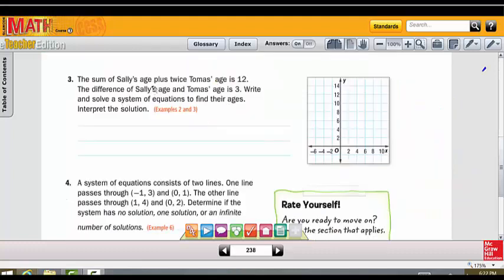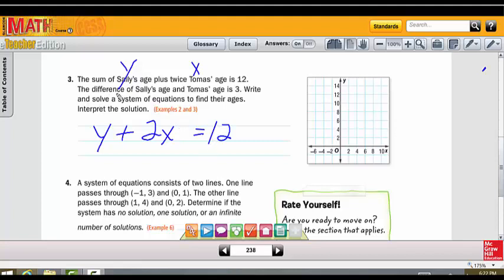Problem number 3. The sum of Sally's age plus twice Tomas's age is 12. So we can do a couple of things here. First of all, we're going to record 12 as equals 12, Tomas's age as x, and Sally's age as y. So our equation is going to be the sum of Sally's age, that would be y, and sum would be addition, and twice Tomas's age would be 2x. So we have y plus 2x equals 12 for our first equation.